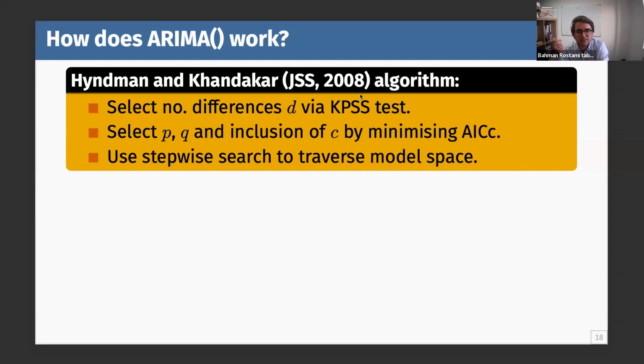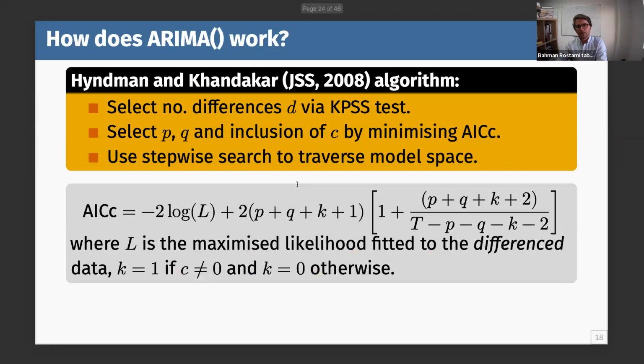So that's the first step. The second step is we select the value of P and Q and whether to include C or not. How? By minimizing the information criteria that we have discussed before. And then we do a sort of a stepwise search. We go through a model space and look at the different possibilities based on that stepwise search algorithm. And this is the information criteria for the ARIMA.